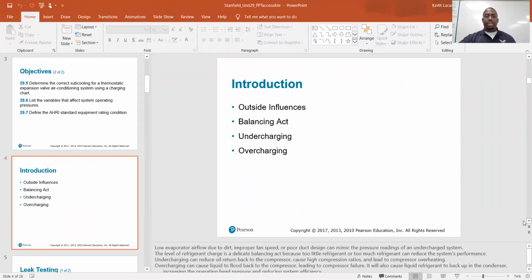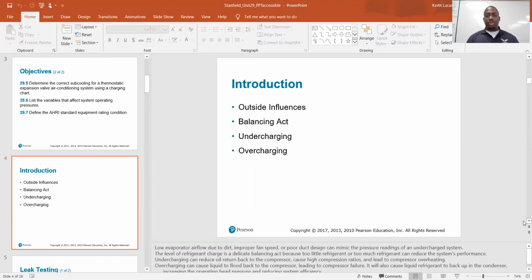So, introduction: outside influences, balancing act, undercharging, overcharging. Let's get into that. Low evaporator airflow due to dirt, improper fan speed, or poor duct design can mimic the pressure readings of an undercharged system. Dirt, right there, they're most likely talking about dirty filters. We went over that in class before.